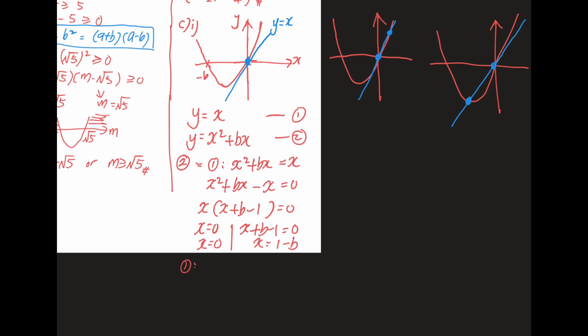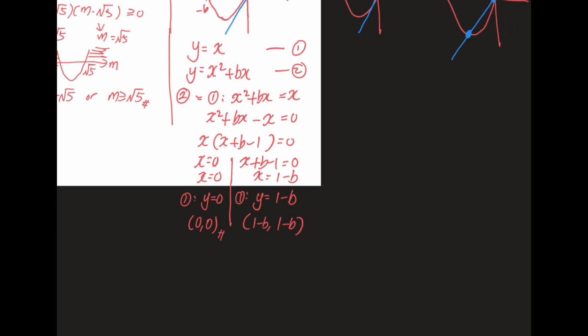We have to find the y. So I use equation 1, where y is equal to x. If x is 0, then y is also 0. So the first intersection point is hence (0, 0). For the second intersection point, I use equation 1 again, where x and y are equal. If x is 1 minus b, y is going to be 1 minus b as well. Then (1 minus b, 1 minus b) is the second intersection point. So we get the answer. These two are the answers.